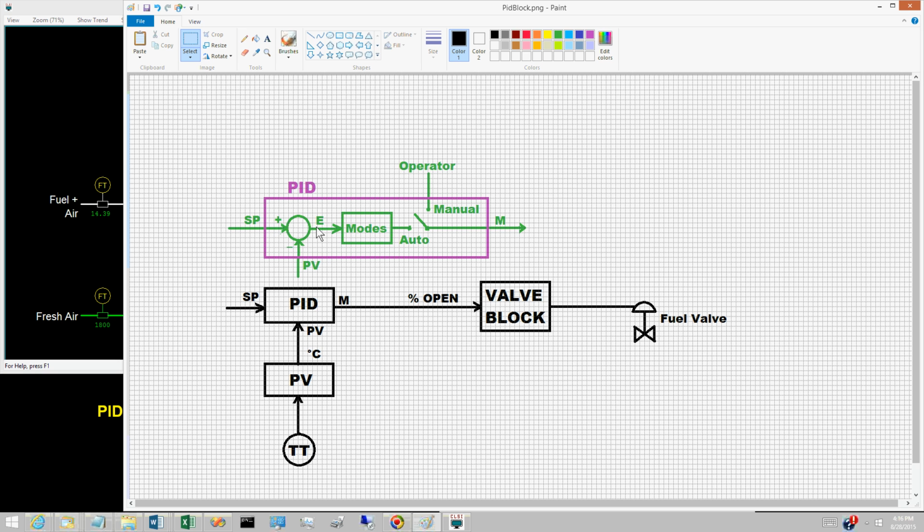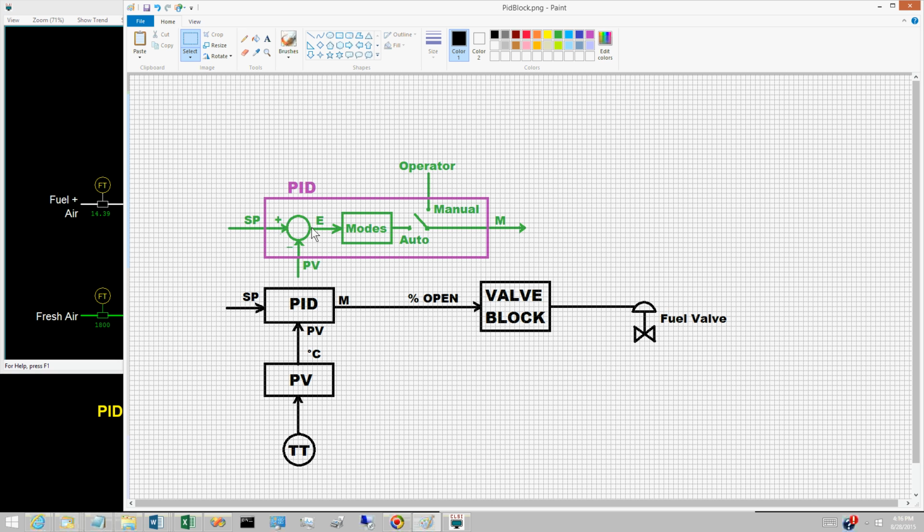The representation of the PID block from the previous video only presented the inputs, PV and set point, and the output M. Another important variable is the control error E. The control error is the difference between the set point and the process variable. The control error is the output of a comparator within the PID block.